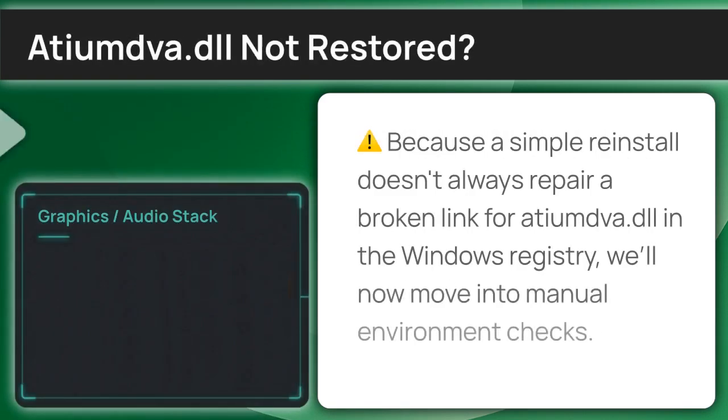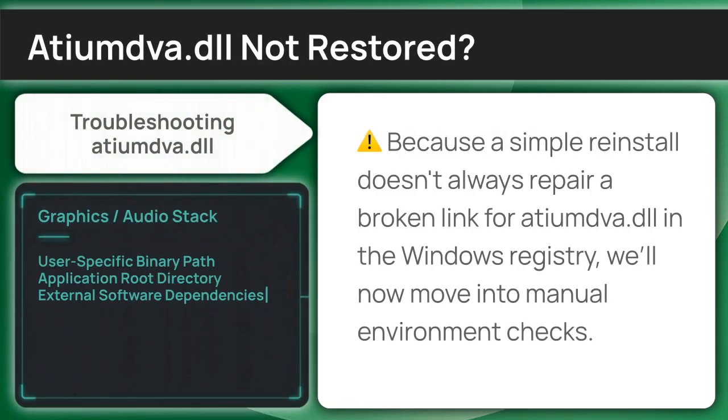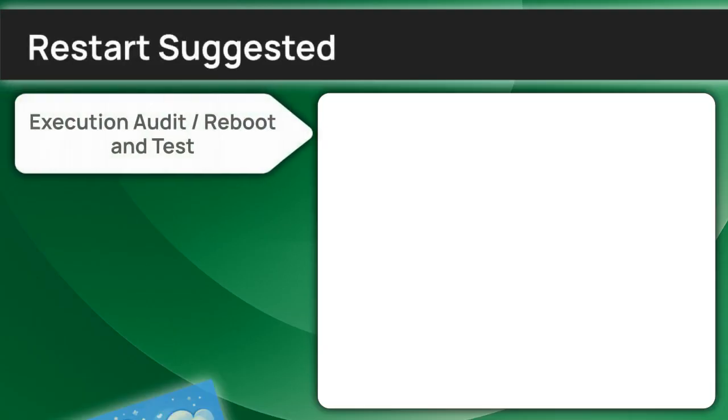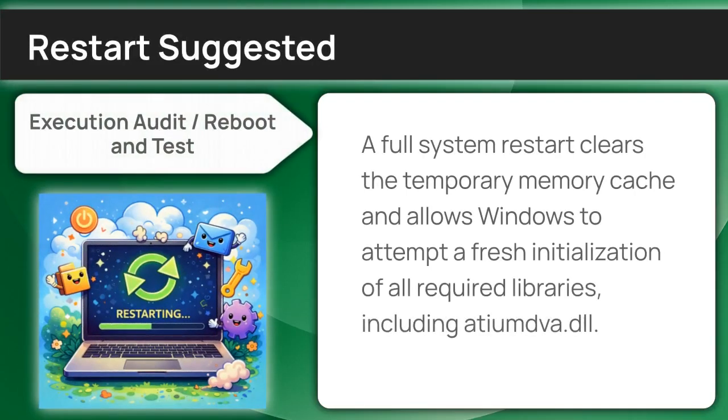In cases where the official installer remains ineffective, we must escalate to a manual review of your system's active runtime state. A quick system restart is a practical way to ensure that all shared libraries, including Atiumdva, are being loaded correctly into the current session's memory.